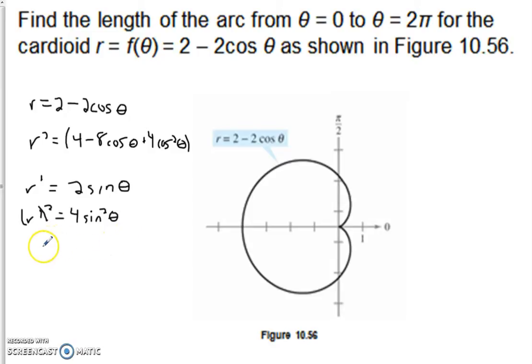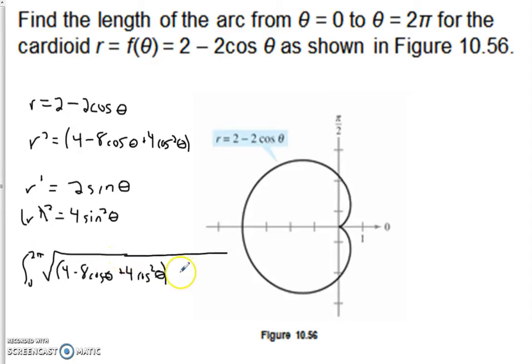So now all we're going to do is take that integral, since we're going from 0 to 2 pi, of the square root of r squared, which happens to be right here, or minus 8 cosine theta, plus 4 cosine squared theta, plus this expression, which is 4 sine squared theta, d theta.